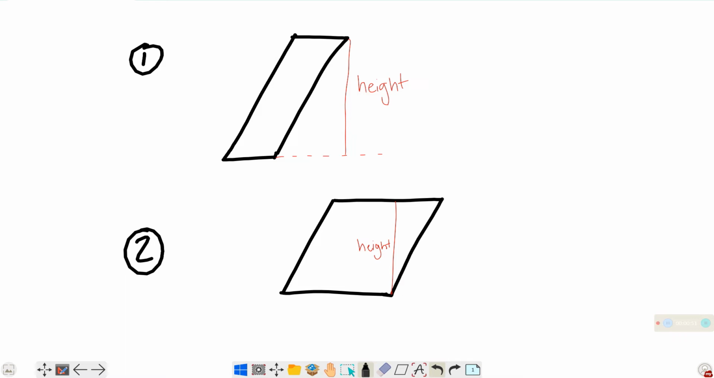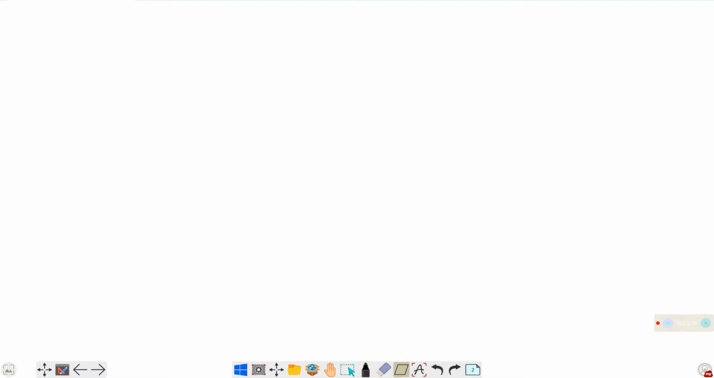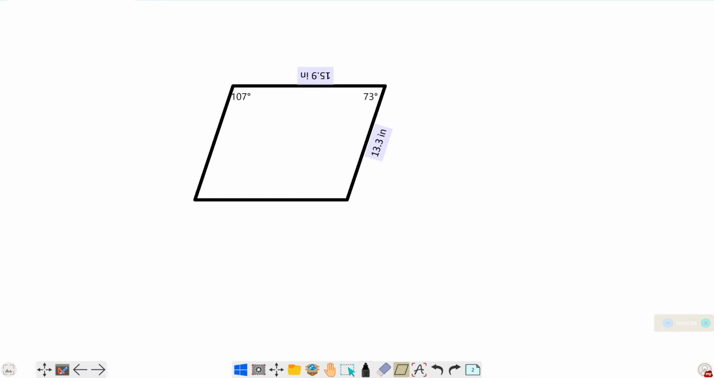Number 3 says to actually calculate the area of these parallelograms. So we have a parallelogram that looks something like this, and it's got a height of 6, a base of 13, and a slant of 8. Remember, the slant is there to confuse you. Cross it out, we don't want it.